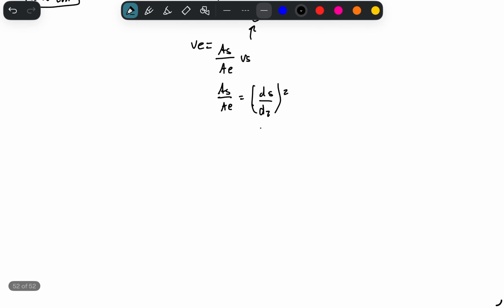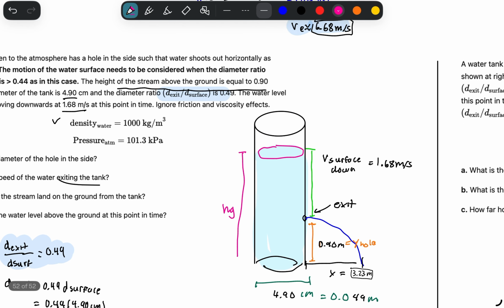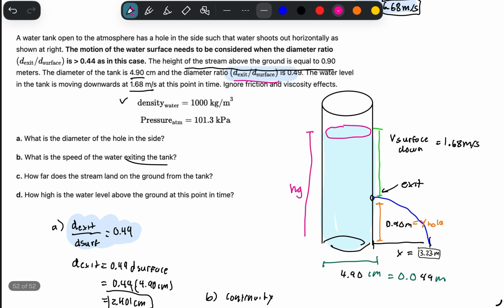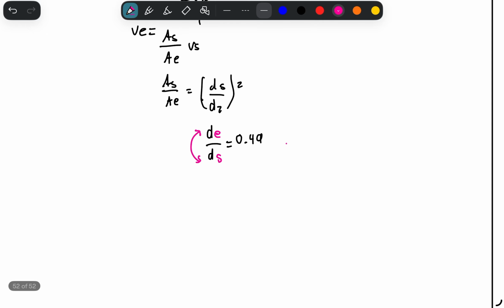So we know that ds over d2 is equal to 0.49. Now, if we flip these, we know that dE over ds is equal to 0.49 from the ratio. That's dE over ds. But if we want to get ds over dE, we flip it, and then we get 1 over 0.49. So we're going to take exactly the ds over dE and substitute that in there.